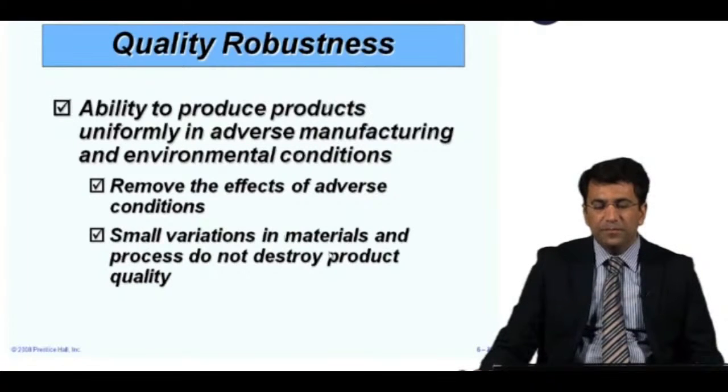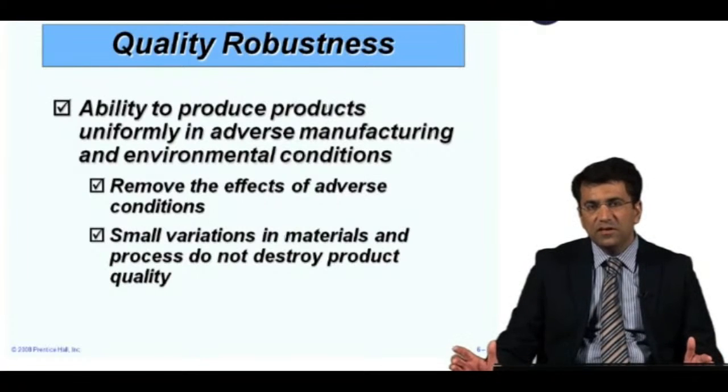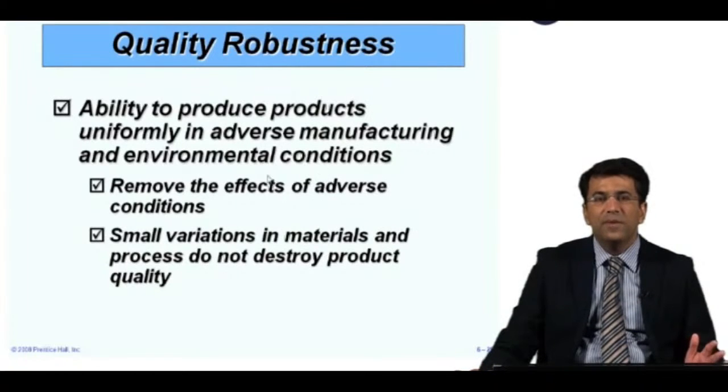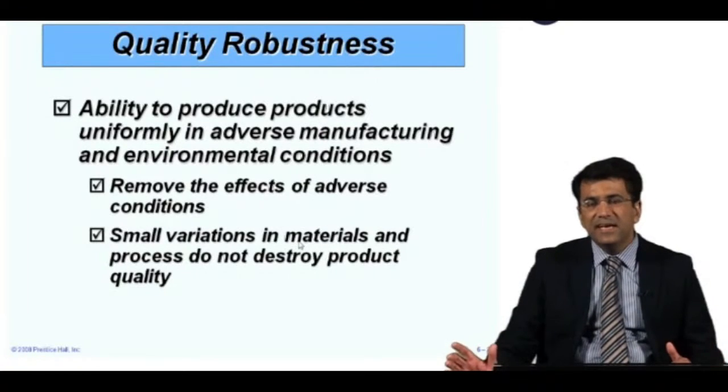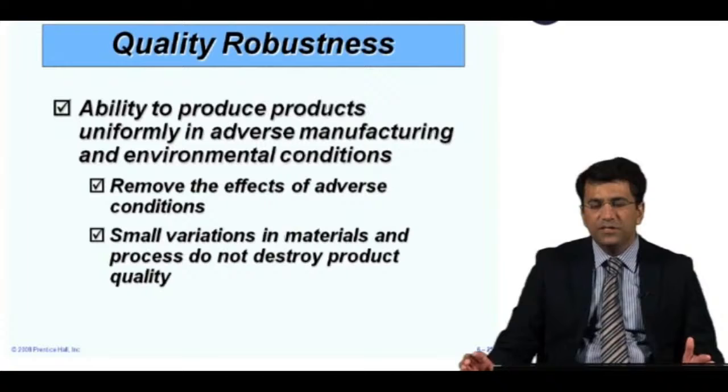Small variations in materials and process do not destroy the product quality. Now again, what is the difference in this concept? That we don't care about the small causes which can affect the quality, but we are more interested in the adverse manufacturing and environmental conditions which can drastically have an impact on the quality of our products and services. So this is the concept behind robustness, that we are interested to avoid the adverse production conditions.